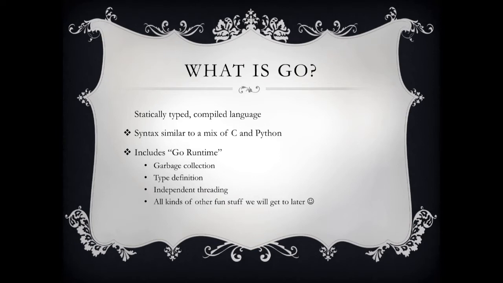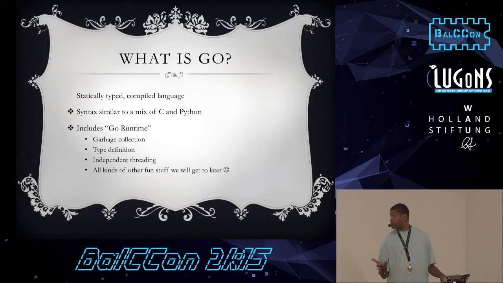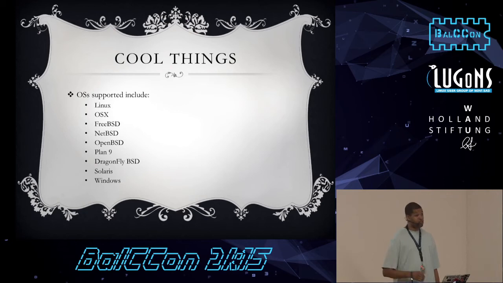To look at, Go is kind of like a mix of Python and C, but it's very, very simple. The syntax is very clean. It is a compiled language, it's statically typed, and it compiles to almost everything, which we'll get to in a sec. So it works on everything.